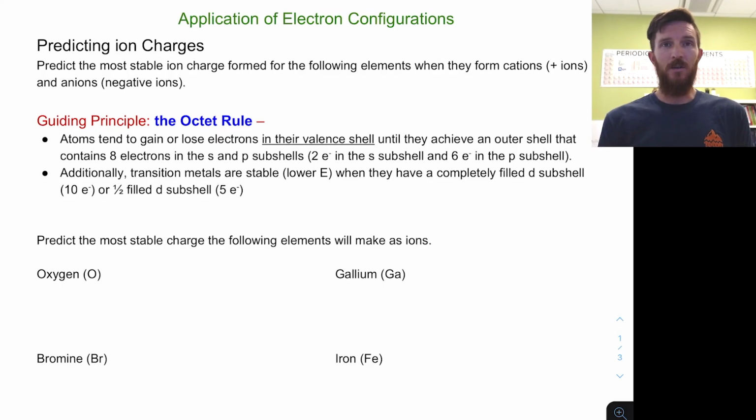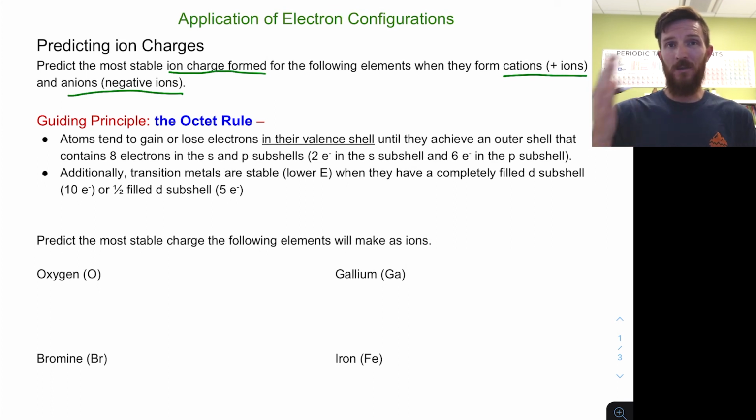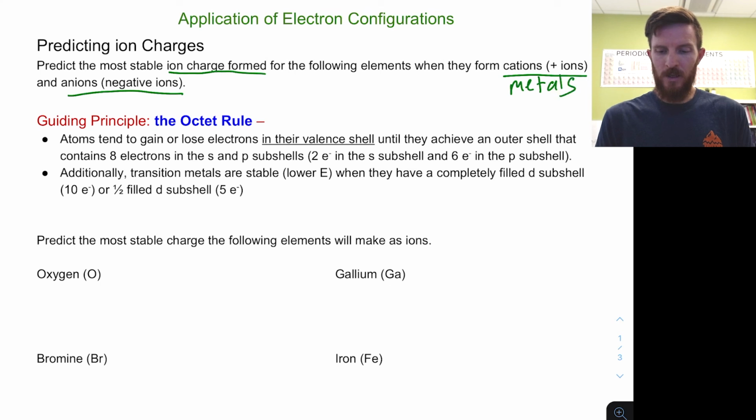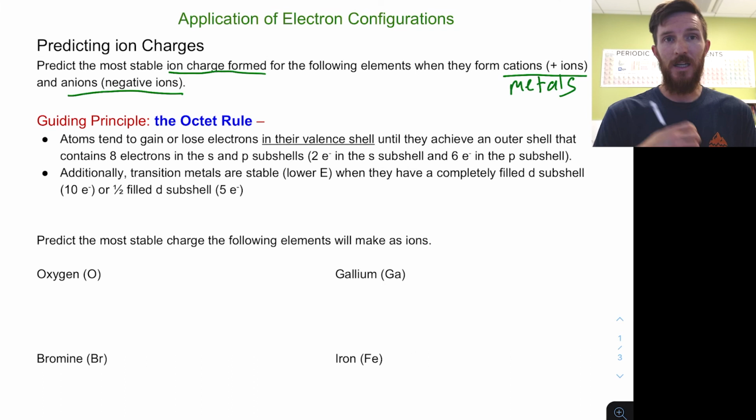We're going to look at how we can apply electron configurations to give us some insight into that. So first, when we're talking about the most stable ion charge formed for a cation, a positive ion, or a negative ion, we're going to use this guiding principle, the octet rule. Before we do that, do we know whether an ion is going to be positive or negative based upon the kind of element that we have? Our cations are going to be our metals. Our metals are going to be the things that lose electrons.